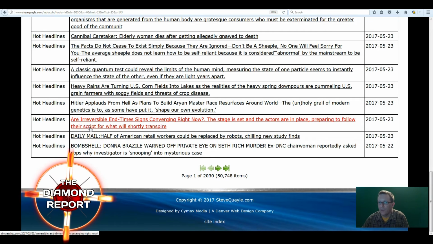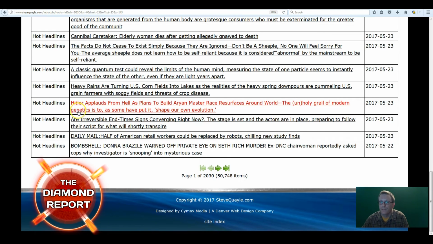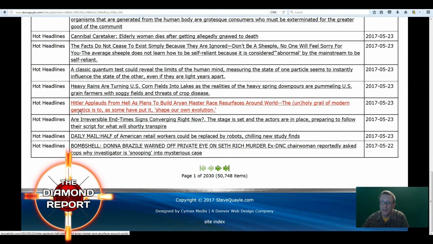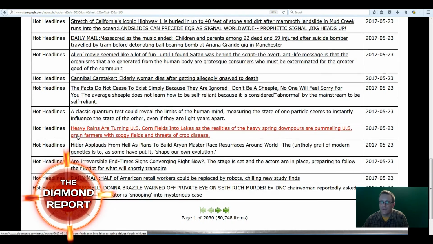Are irreversible end-time signs converging right now? The stage is set and the actors are in place, preparing to follow their script for what will shortly transpire. That's on Skywatch TV. Hitler applauds from hell as plans to build Aryan master race resurfaces around the world. The unholy grail of modern genetics is to, as some have put it, shape our own evolution. Also on Skywatch TV.